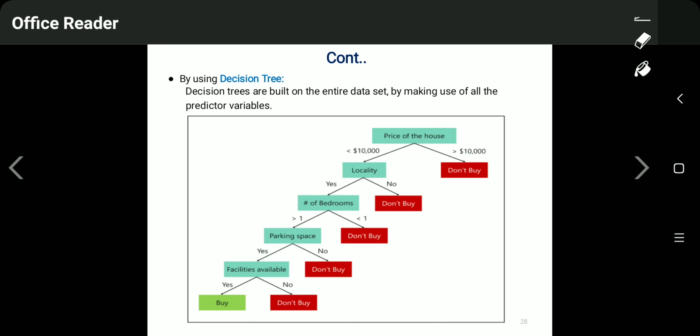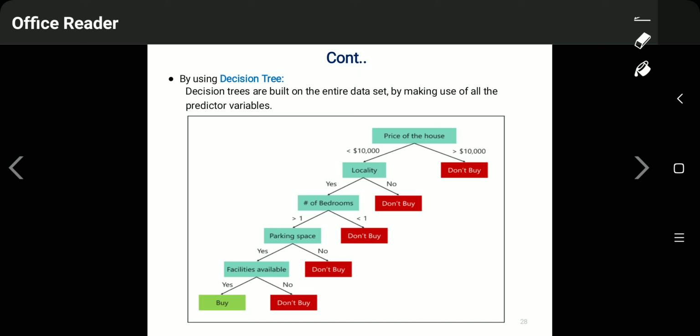Just see here, this problem is solved by using a decision tree. So just see here, the green rectangles 1, 2, 3, 4, 5. Basically, there are 5 predictor variables used here, and all of them are used in a single decision tree. If these parameters are evaluated as per our requirement and fulfill our requirement, then we will move ahead to buy the house. Otherwise we will not buy the house.